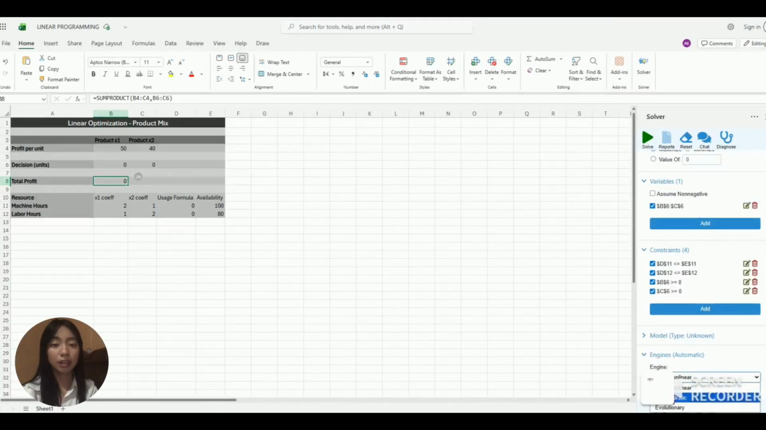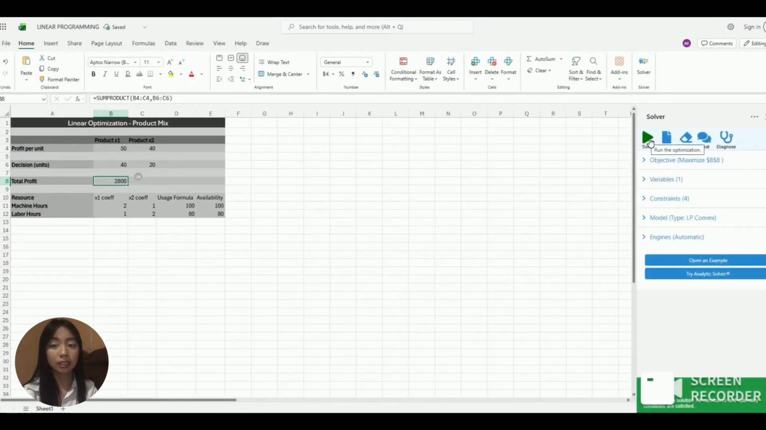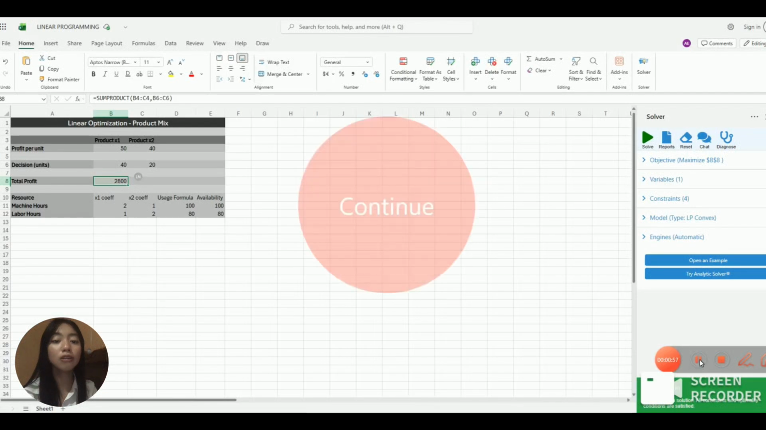We've run Solver, and here's what it gave us. A total profit of 2,800 pesos. This is the maximum profit we can achieve with the resources we have. Any combination outside those numbers either violates the constraints or lowers the profit.